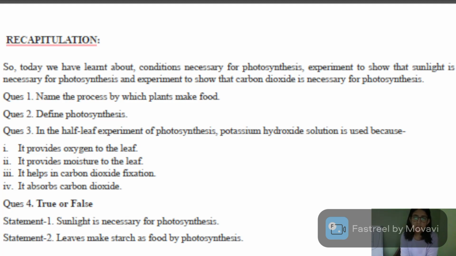yes, now when we used the potassium hydroxide solution, we kept the leaf in the potassium hydroxide solution. What were we intending to check at that time? In the second experiment we did it. In the diagram it was shown that this solution was kept. What was the experiment and what were we doing in that experiment?